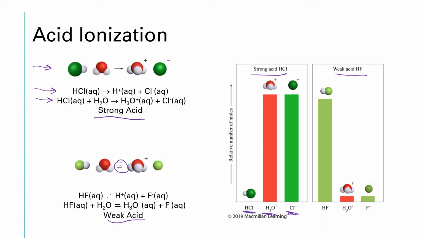So if we move over to that right-hand diagram, we have the HF molecules present to a huge extent, and then only a little bit of the H plus and the F minus. So make sure you're understanding the differences in these two bar graphs and the differences in writing the reaction going to completion versus writing this reaction as an equilibrium.